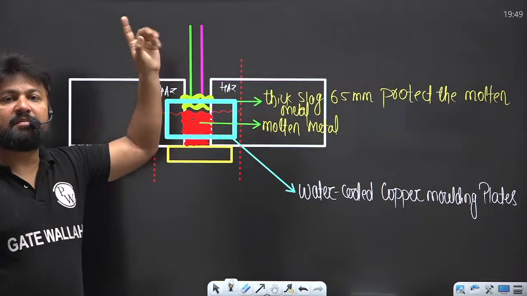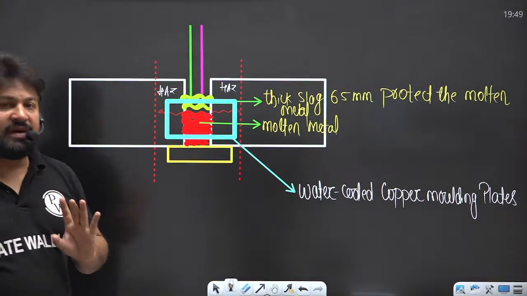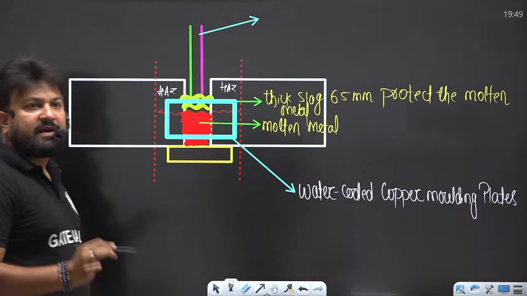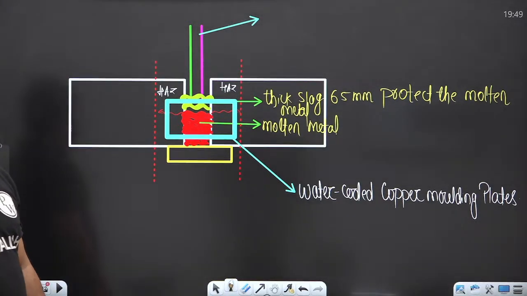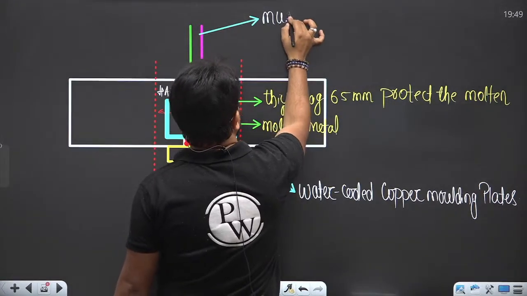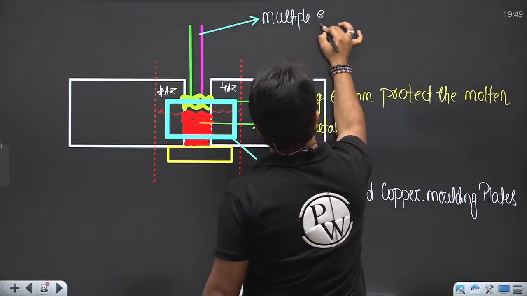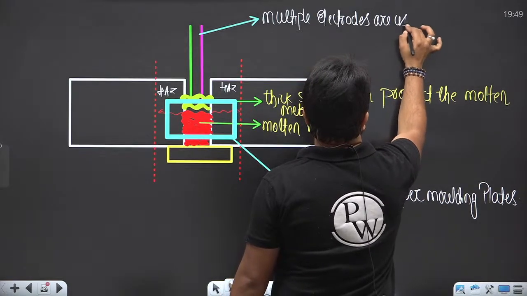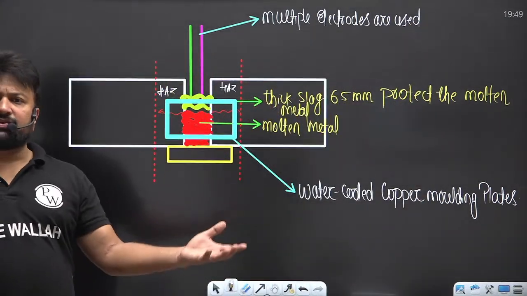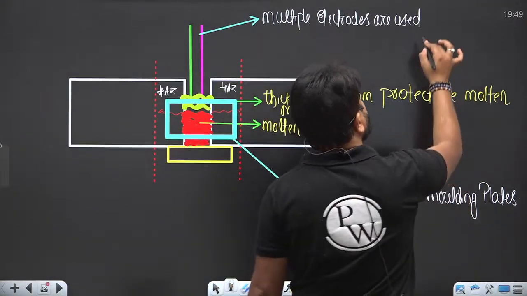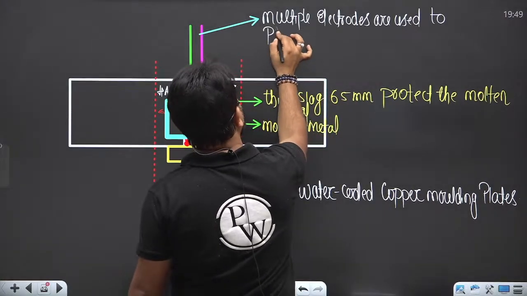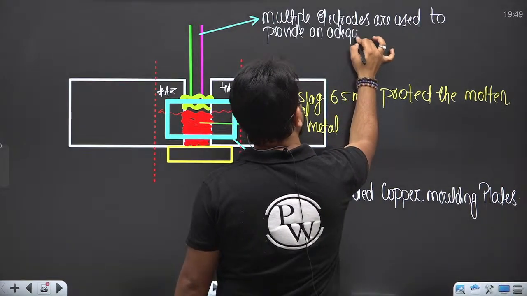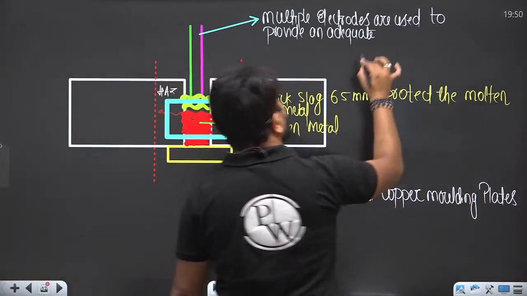And here you can use multiple electrodes to provide an adequate supply of filler. Let me write it down. Here multiple electrodes are used. Why do we use them? To provide an adequate supply of filler.